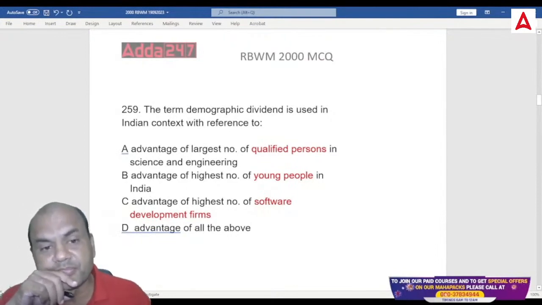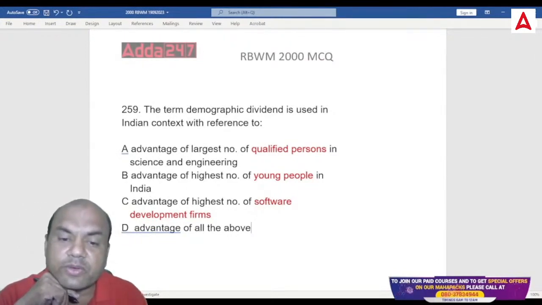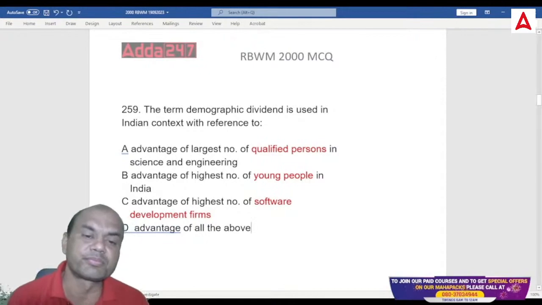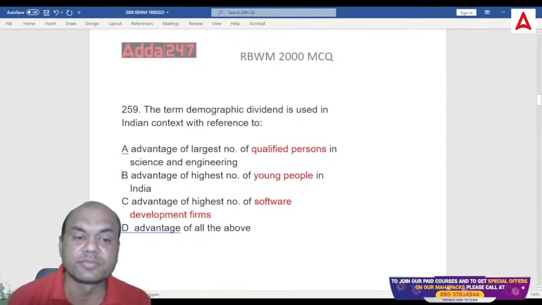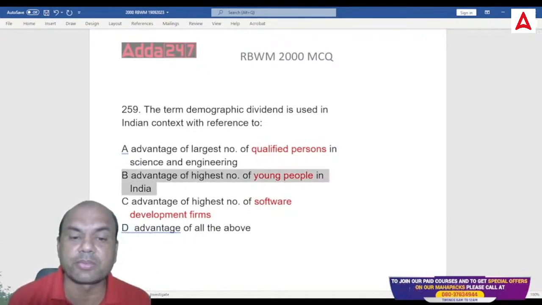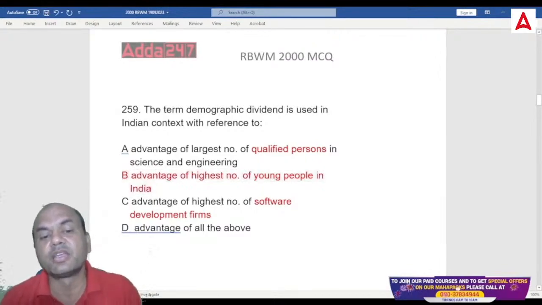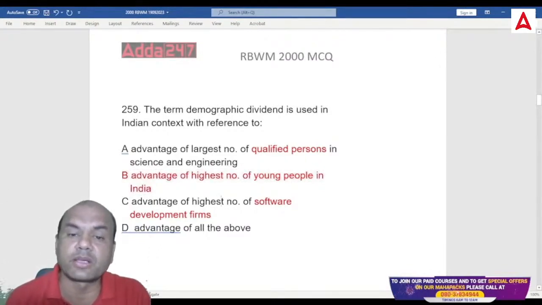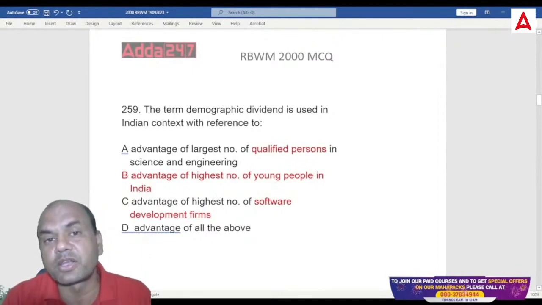Type fast in the comment section. Qualified, young or software. It is B. Highest number of young people. That is the right answer. Advantage of the highest number of young people. That is the correct answer, because India has a high demographic dividend of young persons.